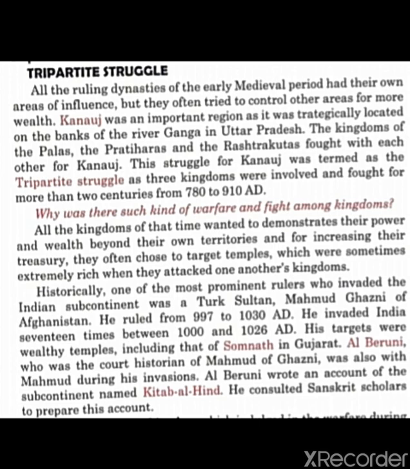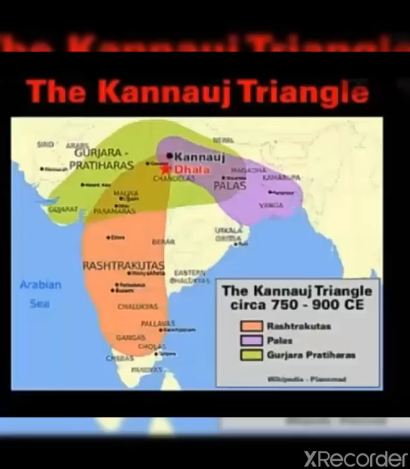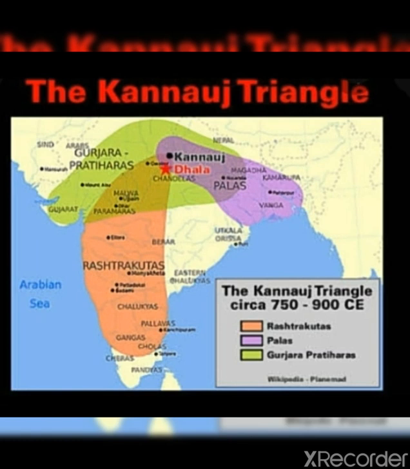As we know, in this chapter we are going to learn how the new kings and dynasties gained their power. So, Kannauj is the main factor of the tri-parties struggle. I am going to explain what the tri-parties struggle is with the help of a map. We have three dynasties: Gurjar Pratihar, Rashtrakutas, and Pals. So, Gurjar Pratihar.